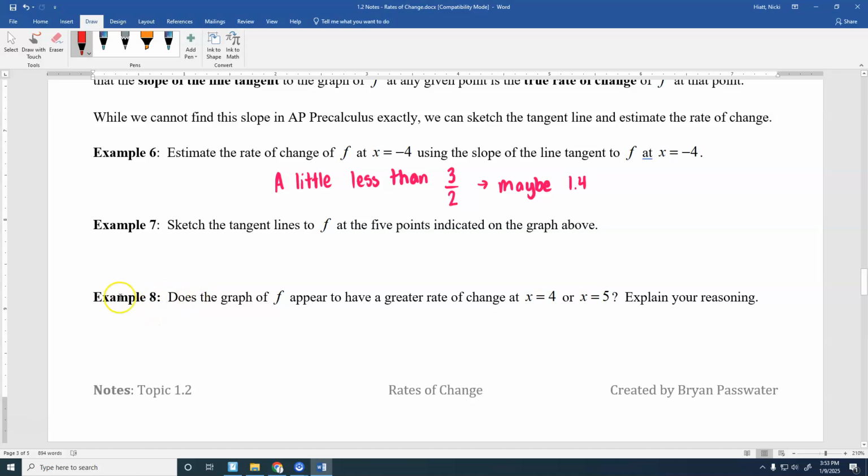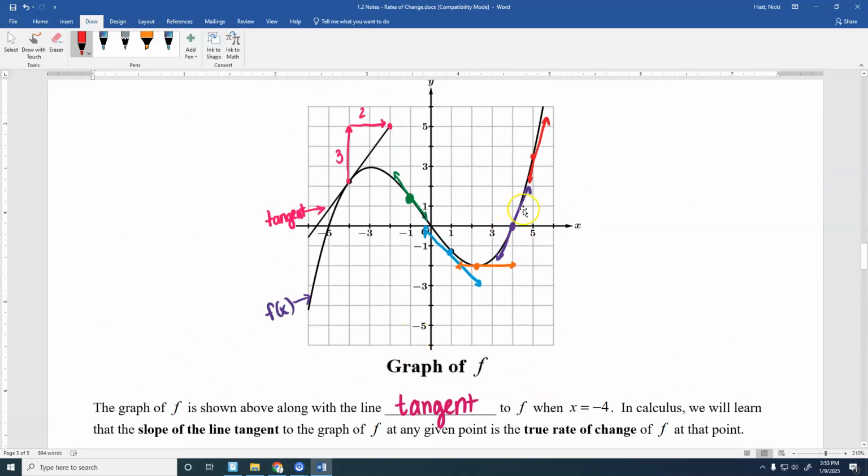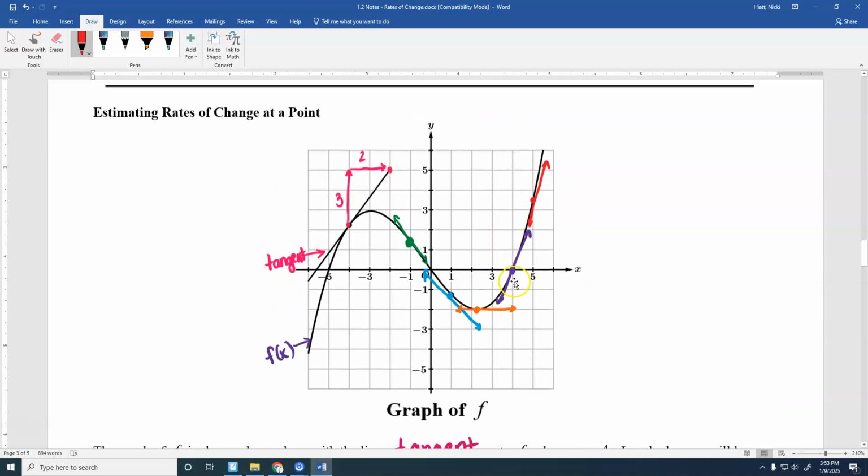Question 8 asks, does the graph of f appear to have a greater rate of change at x equals 4 or x equals 5? Explain your reasoning. So x equals 4 is right here with this purple line, and x equals 5 is right here at the red line. And these are pretty close. It's a little hard to tell. But if you think about how this graph is increasing, it looks like it's getting a little bit steeper as you go along. So I would say in this case that the rate of change is a little bit higher at x equals 5 than it is at x equals 4.